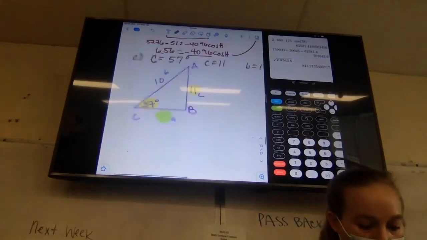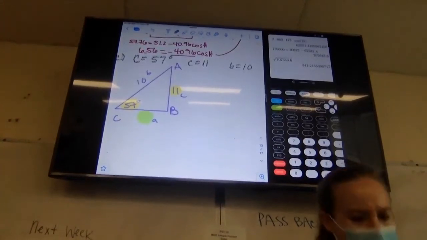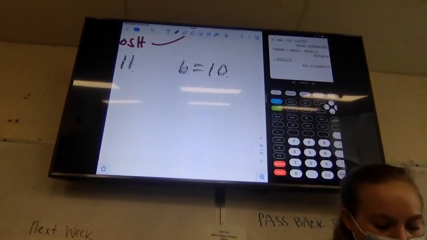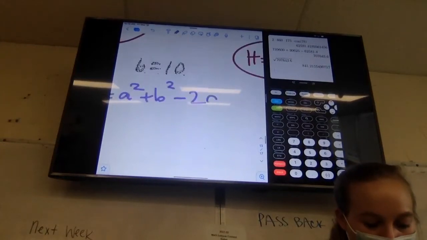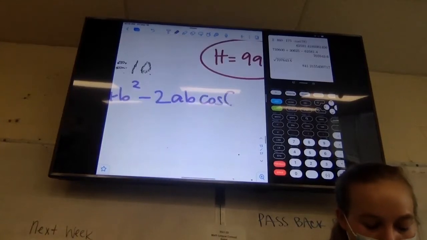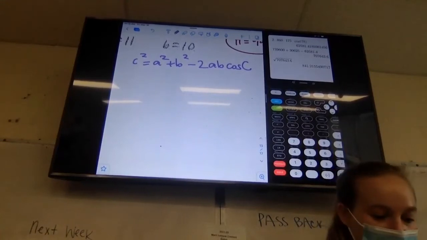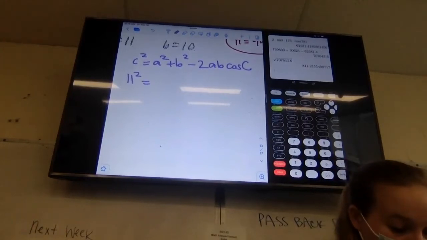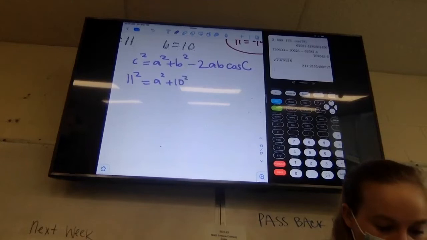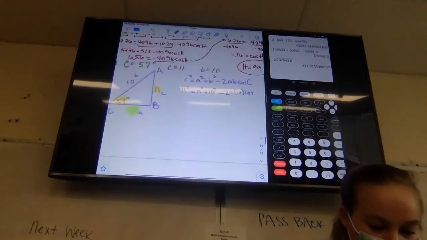If you remember from your law of cosines sheet, you probably have it on your paper. I feel like it's been forever since we as a class have done it. But I'm going to use the one that has c squared by itself. So I'm going to do c squared equals a squared plus b squared minus 2 times a times b times cosine of c. So in this case, c squared is 11. So I'm going to do 11 squared equals, I do not know a squared, so that's going to be my variable. B squared goes for 10. Minus 2 times a, which I don't know, times 10 times cosine of big C, which is 57.